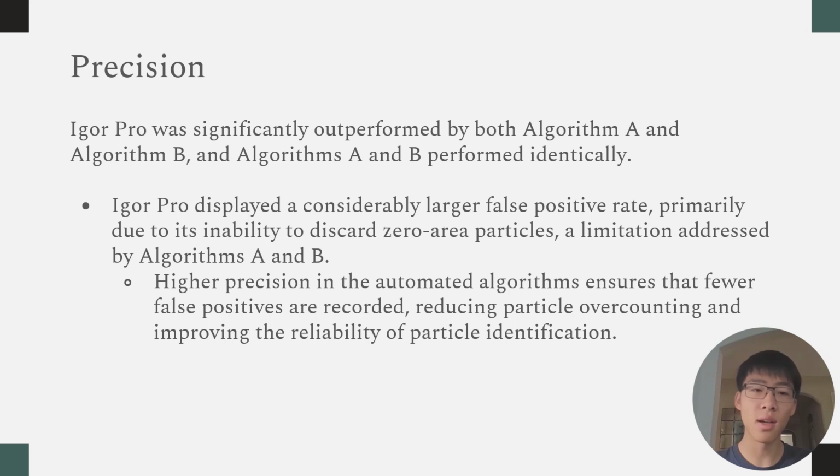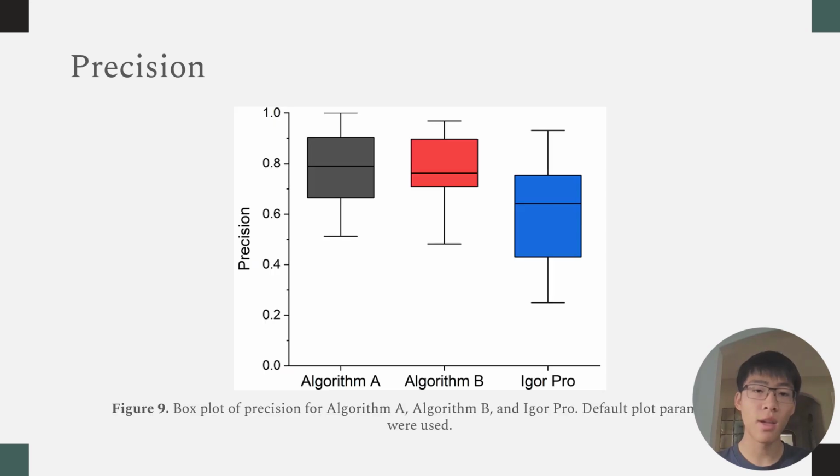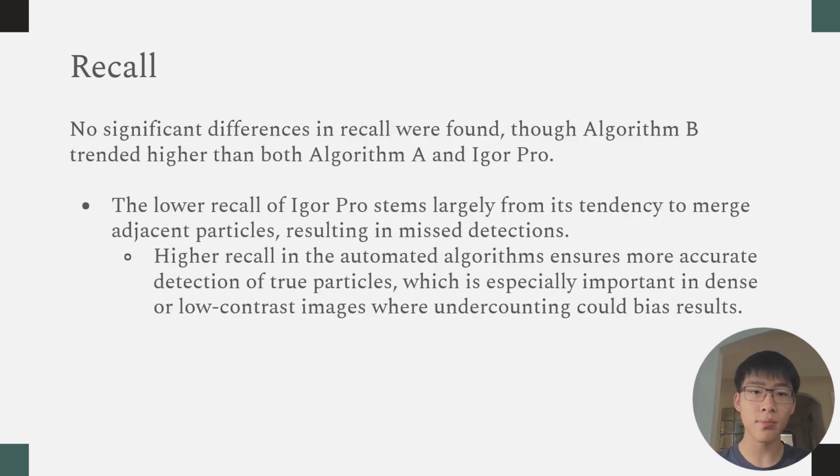Next, we have precision. The precision of IGRPro was significantly outperformed by both algorithm A and algorithm B. Here's the box and whisker chart for that. We can see that also IGRPro had a smaller consistency as the standard deviation was larger.